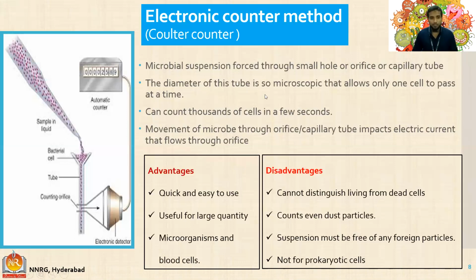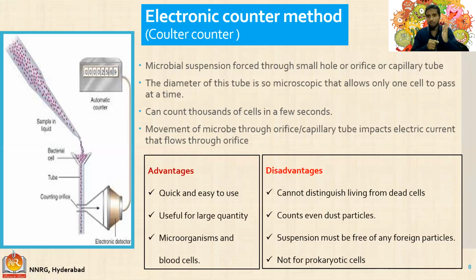So the diameter of this tube is so microscopic that it allows only one cell to pass at a time, right? It can count thousands of cells in a few seconds. So it means in very few seconds, thousands of cells can be counted from a microbiological suspension. Movement of a microbe through an orifice or capillary tube impacts the electric current that flows through the orifice. Okay. So movement of microbes causes electricity whenever the cell is coming.